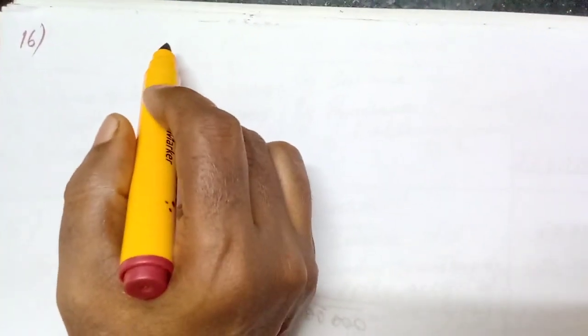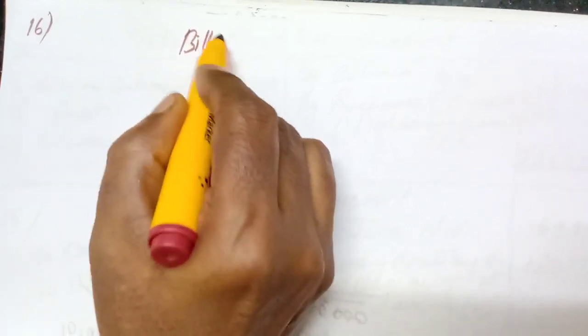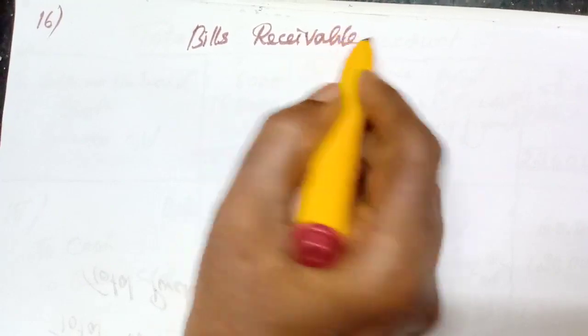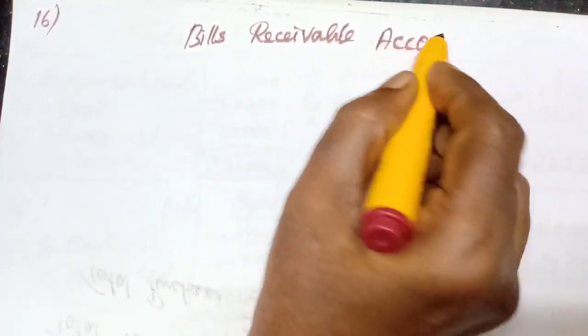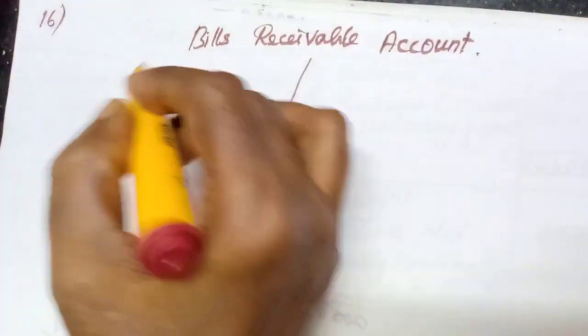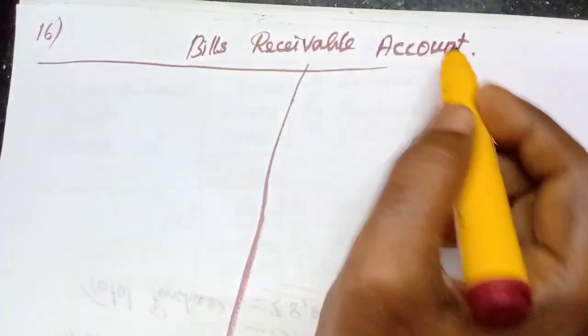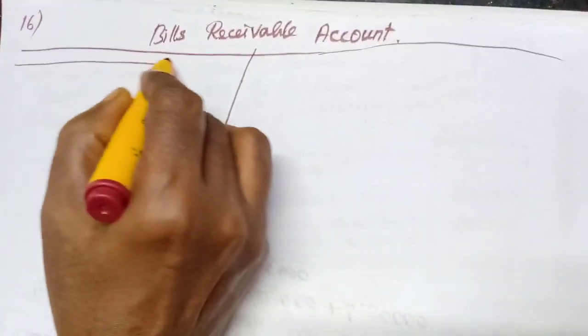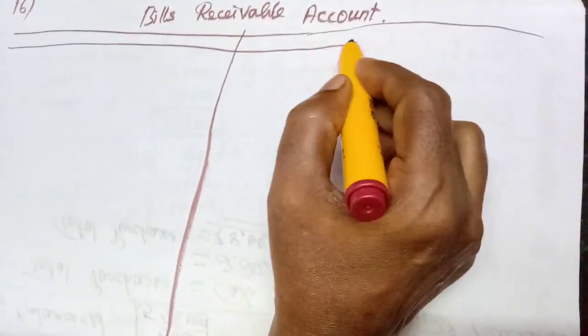First, we have to write the number. So, 16. First we have to prepare the bills receivable account. Then, after preparing the bills receivable account only, we can prepare the total debtors account. So first, bills receivable account. You can use both the pages. I am using only a single page.